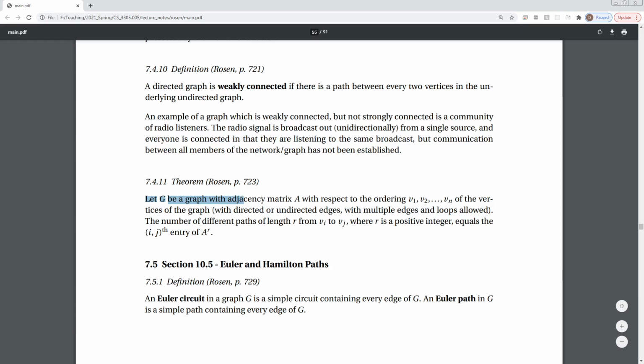Okay, so we end with the theorem. Let G be a graph with an adjacency matrix A, given some ordering of the vertices, with directed or undirected edges. We don't really care right now, with multiple edges and loops allowed. Then the number of different paths of length r from vi to vj, where r is a positive integer, equals the ijth entry of A to the r.